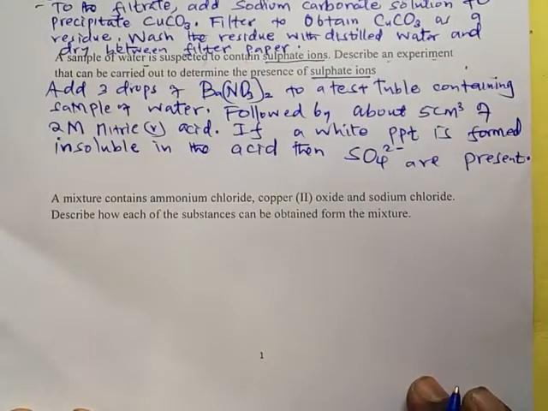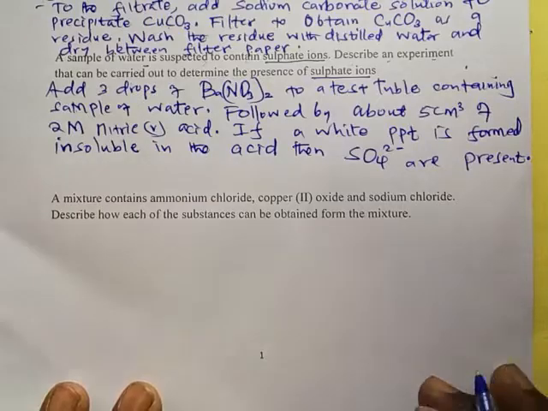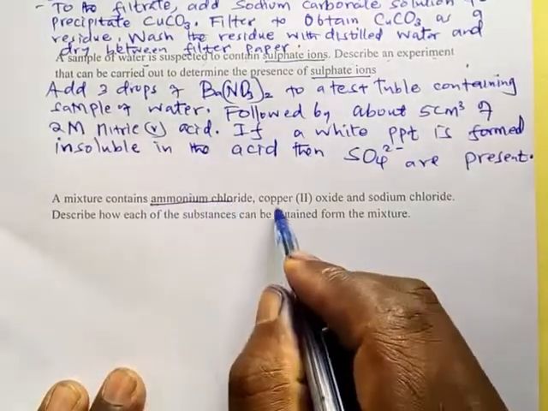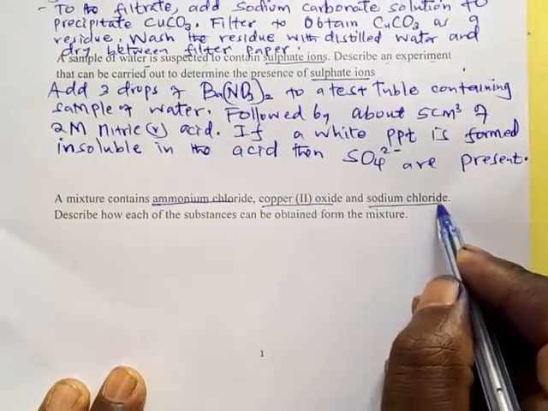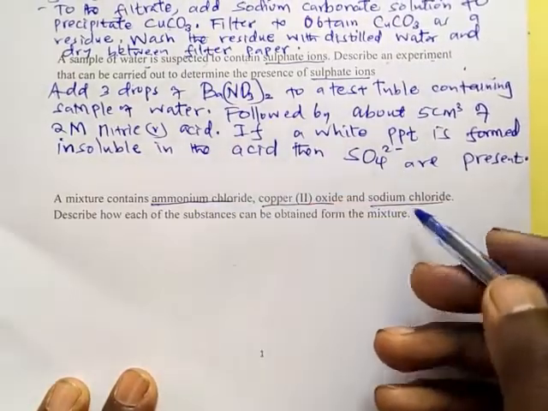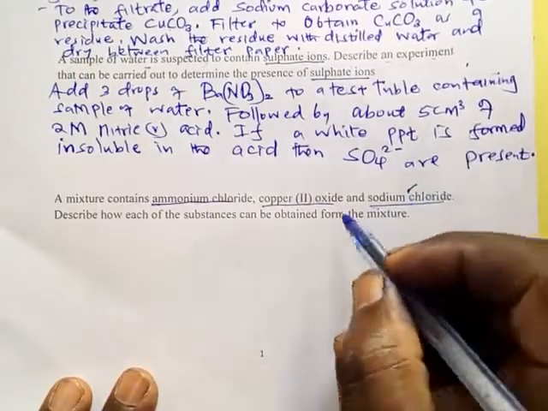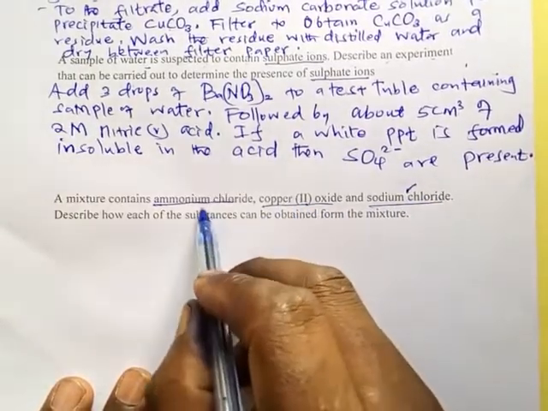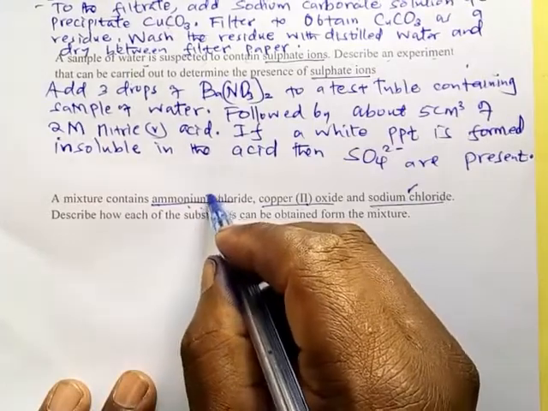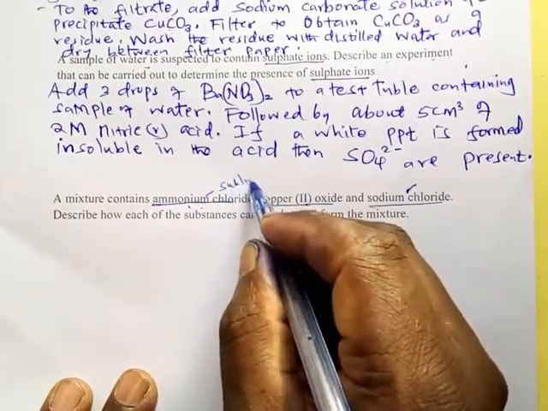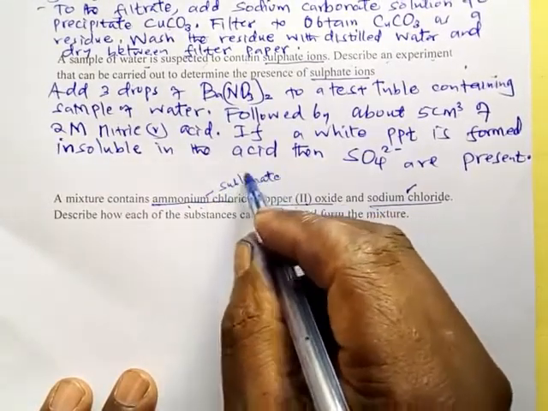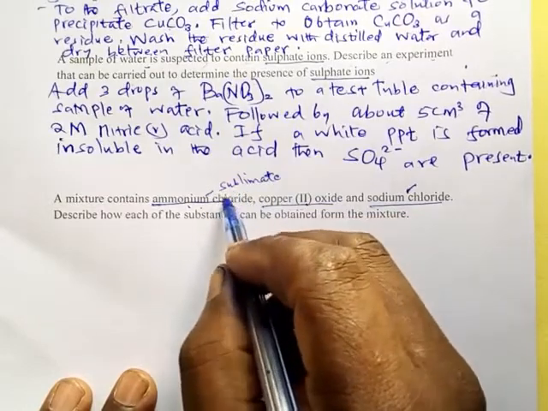A mixture contains ammonium chloride, copper 2 oxide, and sodium chloride. Describe how each of the substances can be obtained from a mixture. Now, this is separation, but these are salts. That's why this question is here. First, you need to understand which salts are soluble. This one is soluble, this one is insoluble, this one is soluble, but also this one is a sublimate. A substance which sublimes changes directly from a solid to a gas.